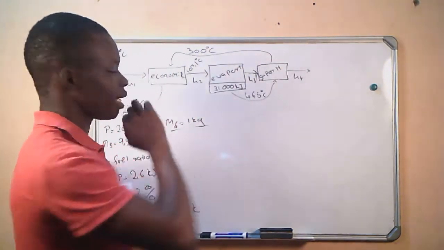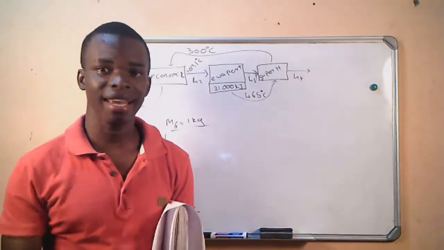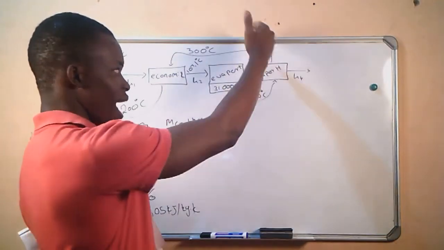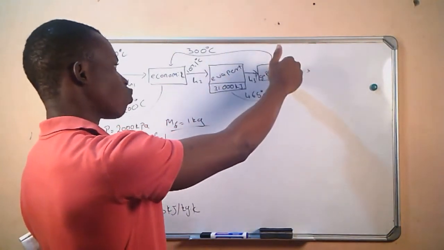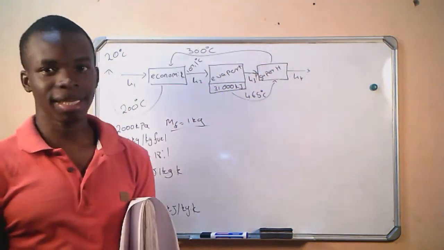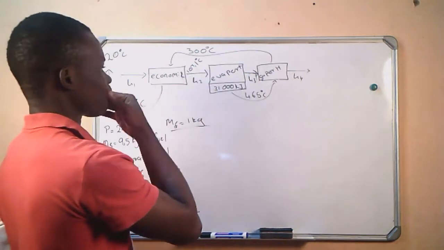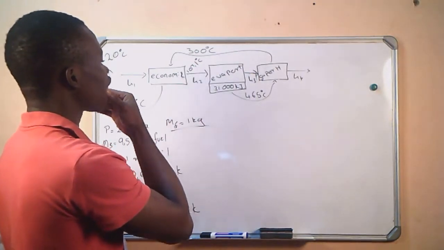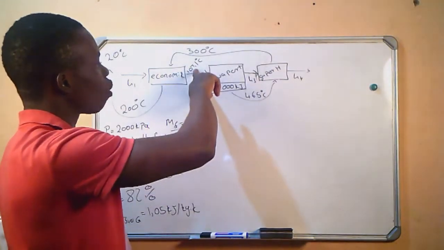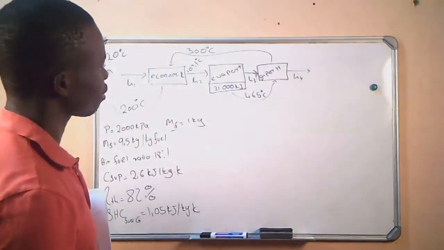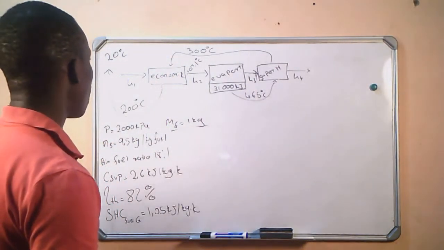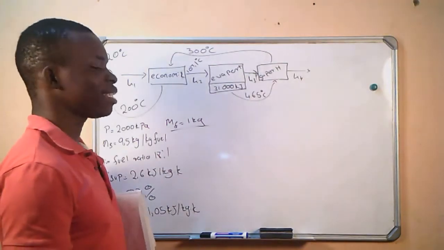And we are told that the temperature of the fuel gases as they are leaving the combustion chamber is 465 degrees Celsius. Temperature of fuel gases after the superheater is 300 degrees Celsius. After the economizer is 200 degrees Celsius. We are given the temperature of the feed water after the economizer, which is 107.1 degrees Celsius. We are given the temperature of the boiler room, which is 20 degrees Celsius.